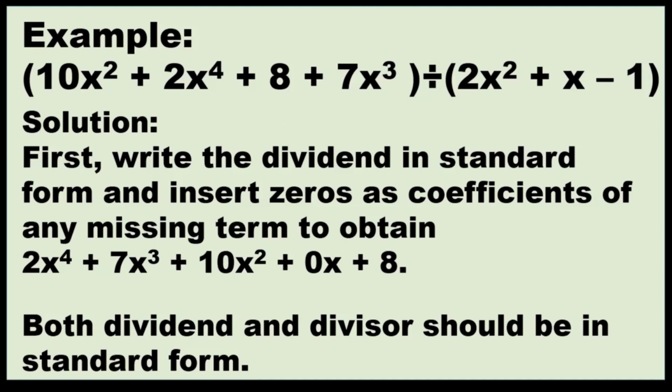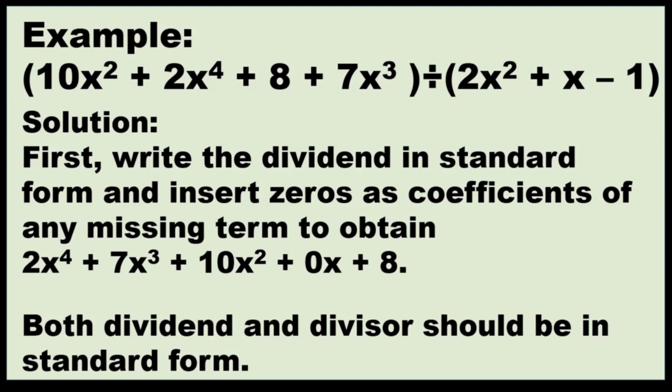So again, we're going to arrange the given in standard form. Pag sinabi nating standard form, mula sa pinakamataas na exponent, pababa. Pag may missing term, magdadagdag tayo ng 0. Okay, again, our dividend, 10x squared plus 2x raised to 4 plus 8 plus 7x cubed, will become 2x raised to 4 plus 7x cubed plus 10x squared plus 0x plus 8.